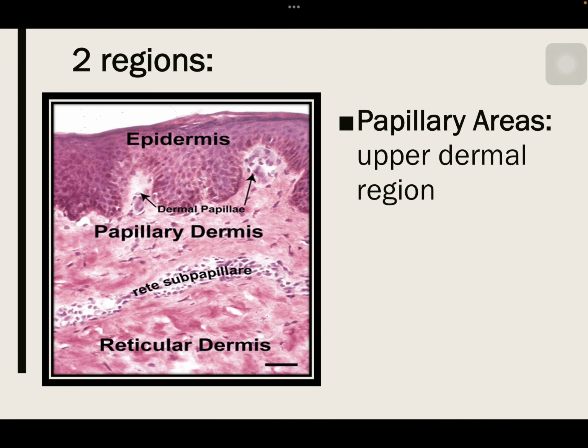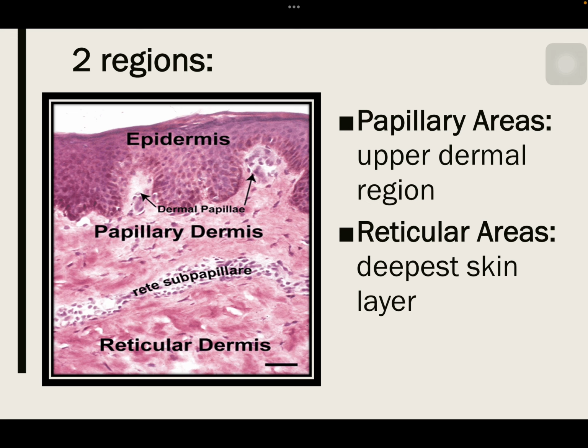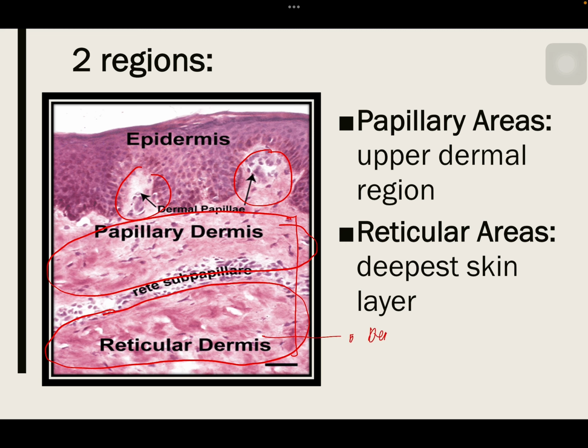Moving forward, we have two regions of the dermis, the papillary area and the reticular area. This is the dermis here, and the papillary area is located in the upper dermal region, and the reticular area is found in the deepest layer of the skin. You can see that their tissue structure is dense. To be specific, it is dense, irregular connective tissue.